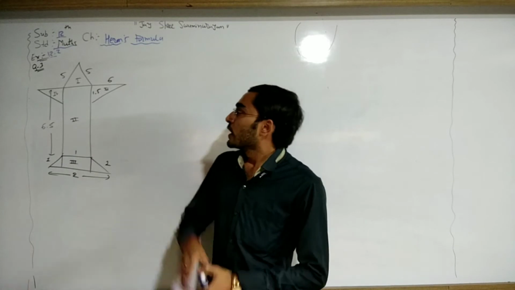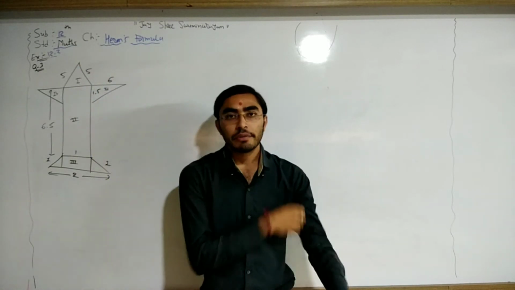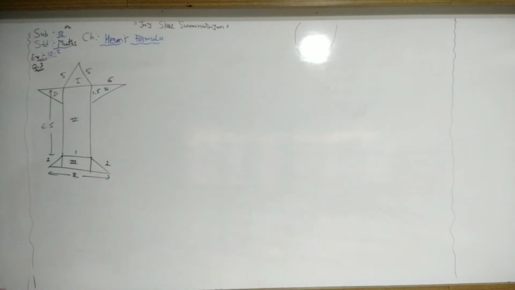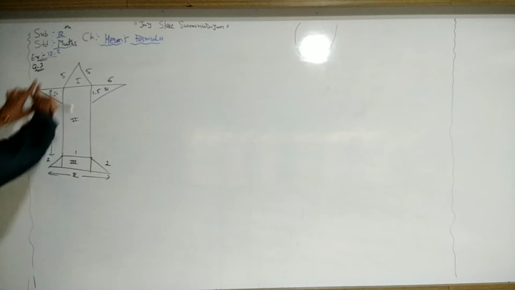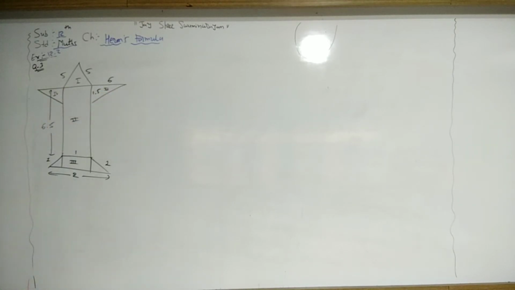Now let's move forward. Question number 3, exercise 12.2. First of all, read this question. Radha made a picture of an aeroplane with the color paper as shown in the figure. Find the total area of the paper used. That means we need to find the area of this aeroplane.